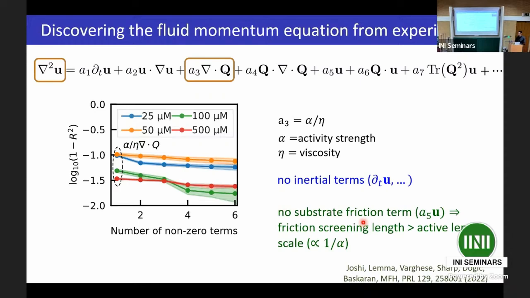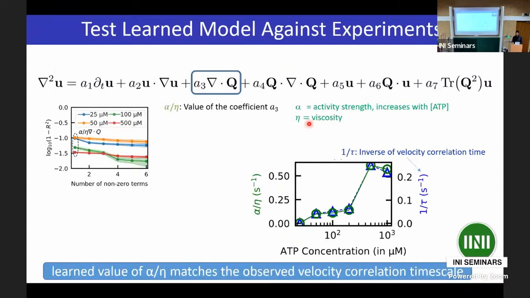The other important thing, which I've only mentioned a little bit so far, is that it is measuring the values of these coefficients. For example, this A3 is actually this important activity coefficient divided by the viscosity. We know what the viscosity is, so this tells us what the activity is as a function of ATP concentration. That's what's shown here, the points in green. To my knowledge, this is the first measurement of how this depends on ATP. I would say it's quite important that we've finally been able to measure it. It has a form you would expect.